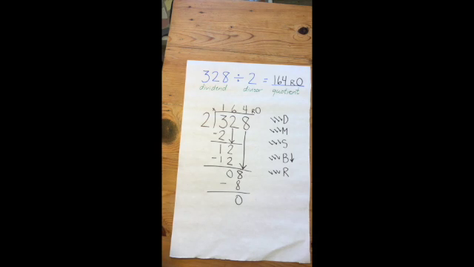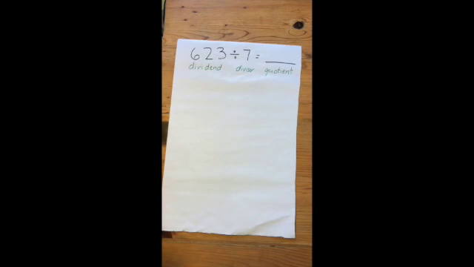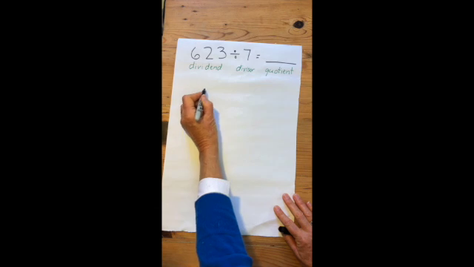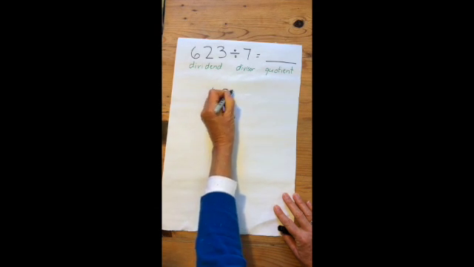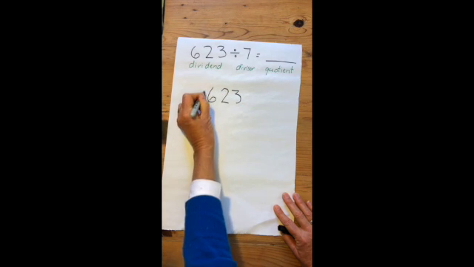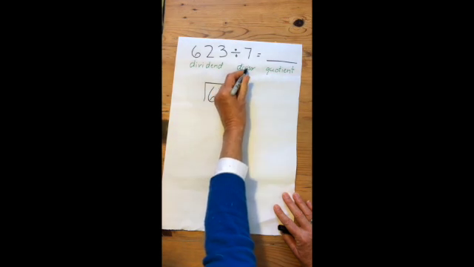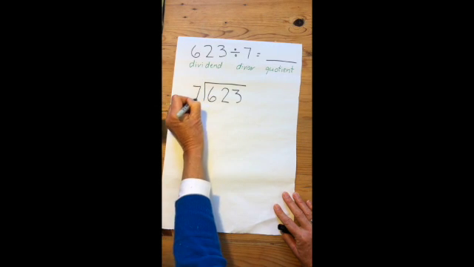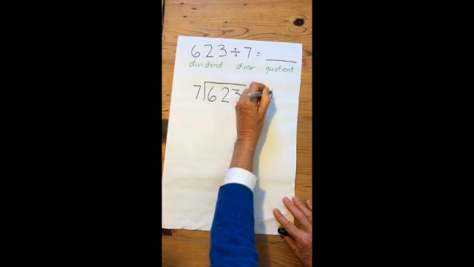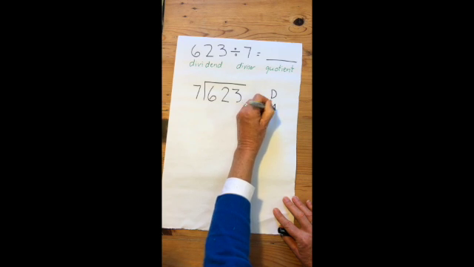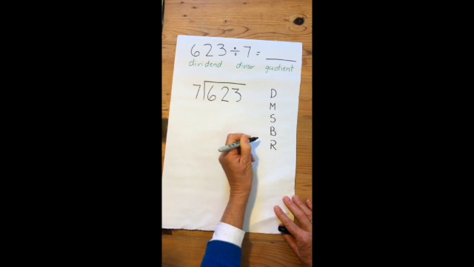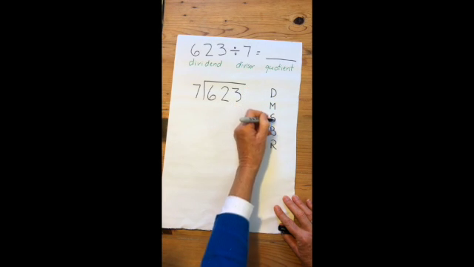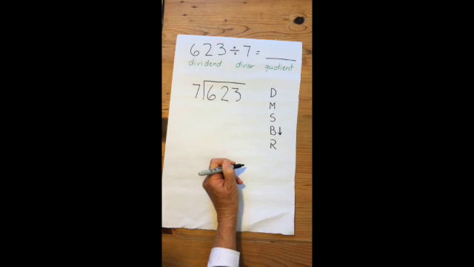Okay, one last problem. Right, last problem. The first thing you have to do is write the dividend, put a box around it, then put the divisor on the outside like a bow. Then you want to write your mnemonic: daddy, mother, sister, brother, rover, which stands for divide, multiply, subtract, bring down, repeat. And now we're going to do the first step.